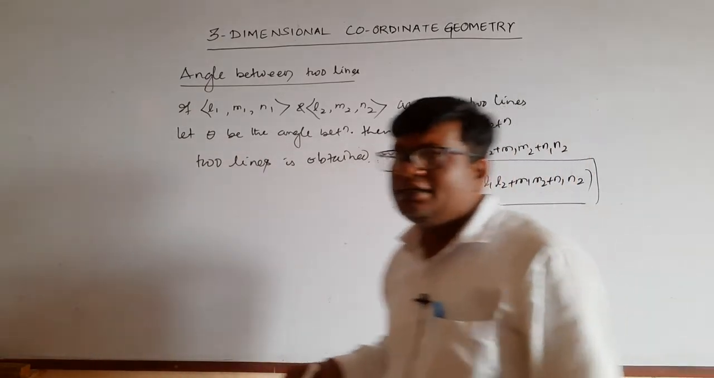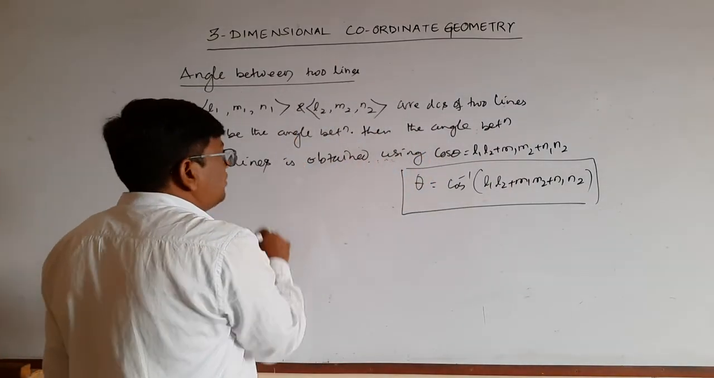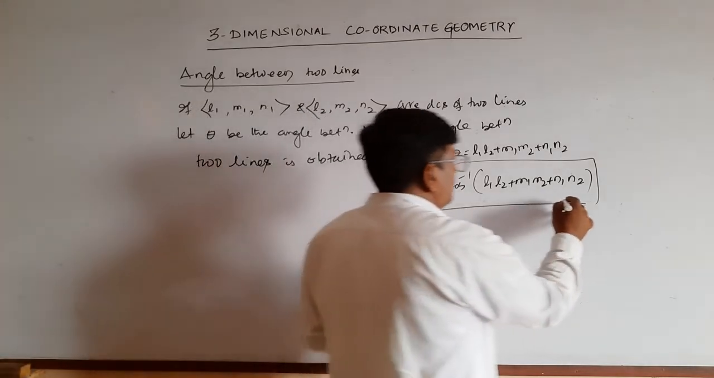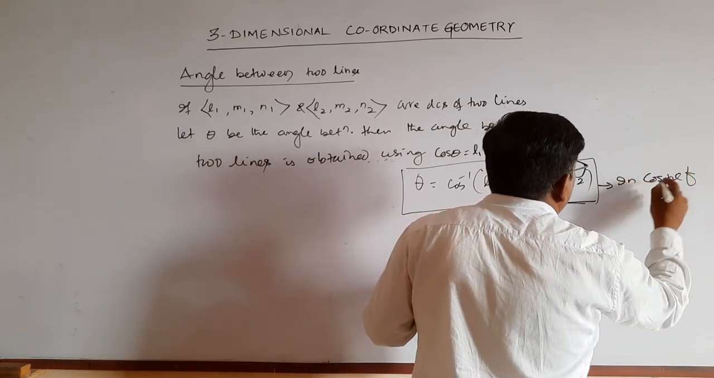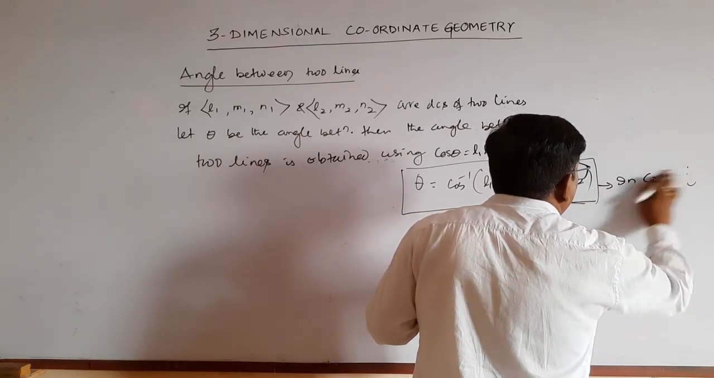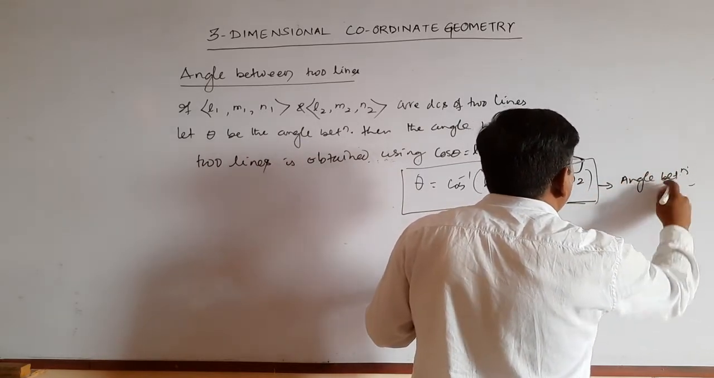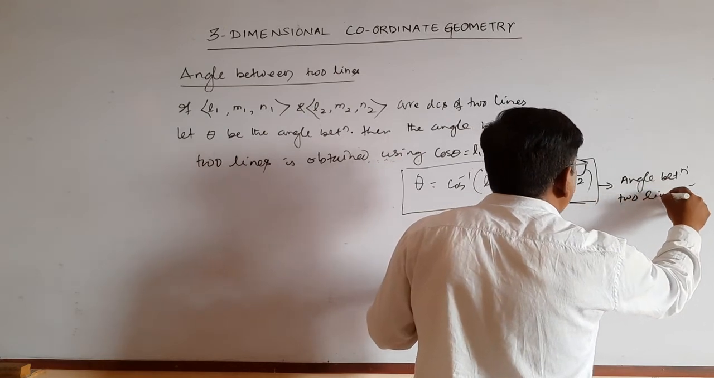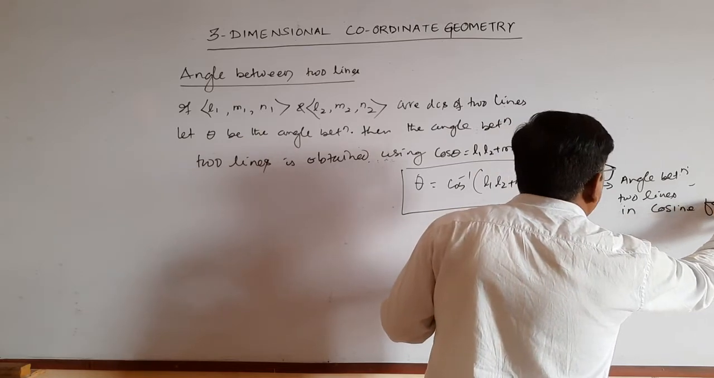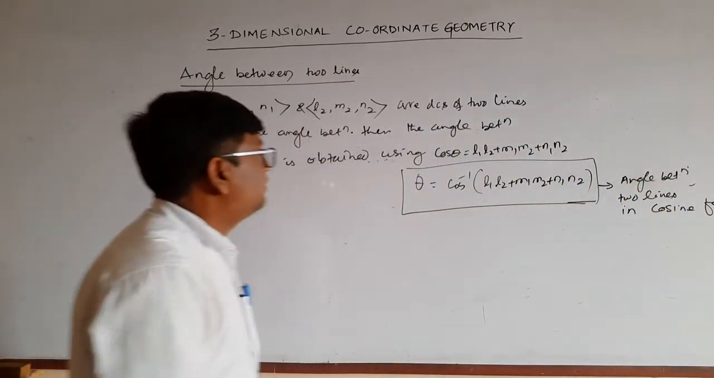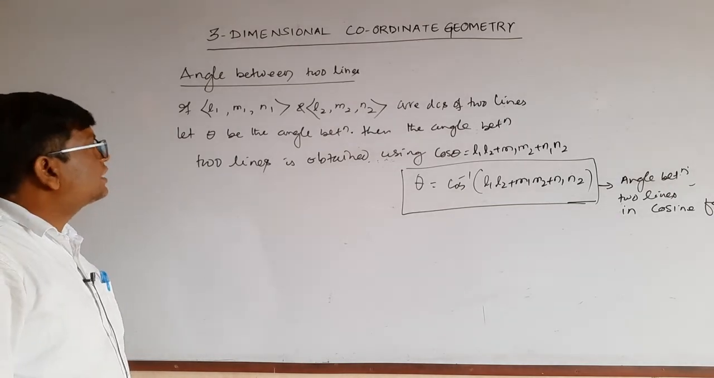This is called the cosine form, the angle between two lines in cosine form.